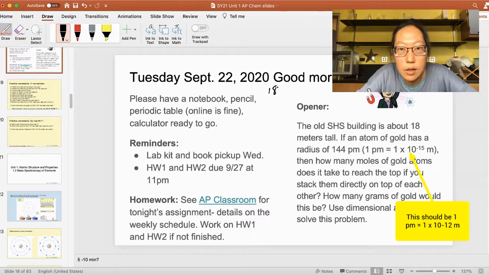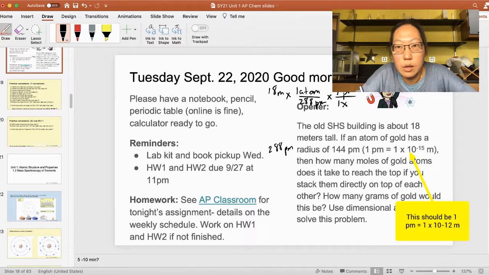Up here, so the 18 meters, okay, and we want to figure out how many atoms that's going to be. We know that the radius is 144, so the diameter is going to be 288 picometers. So 288 picometers is the diameter of one atom. So if we take this 18 meters and we say one atom, 288 picometers, okay, and then we want to make sure our meters and our picometers cancel out. So we have 1 picometer is 1 times 10 to the minus 15.